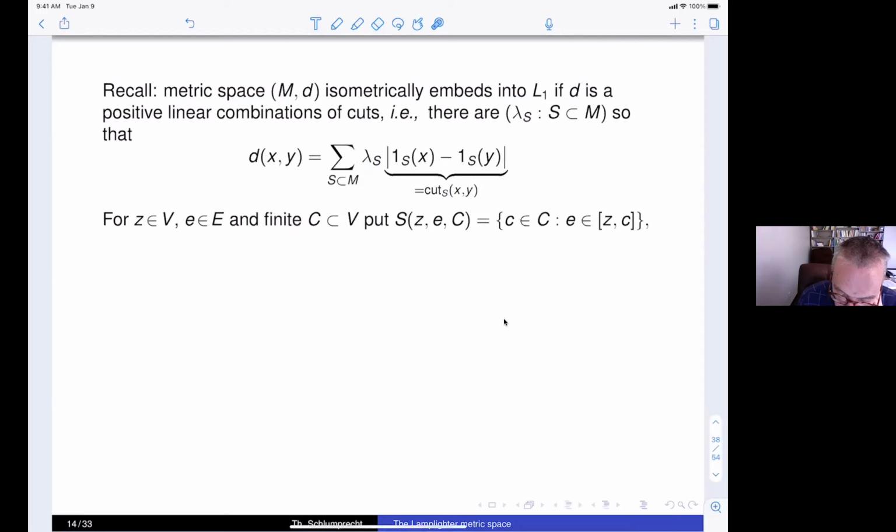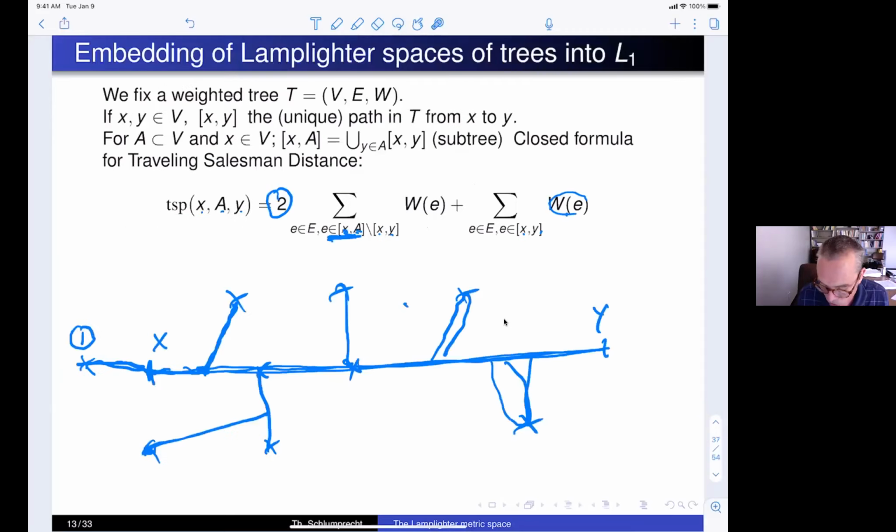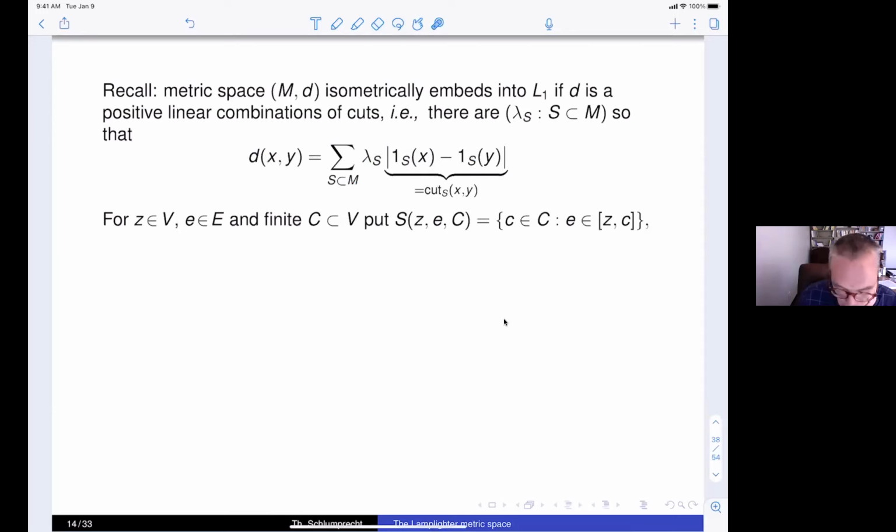If x and y are both in S or both in the complement of S, it's 0. And if one is in S and the other is in the complement, it's 1. So this is a sum of cut metrics. Our goal is to define a cut metric on the Lamplighter graph of a tree, which is, up to the factor 4, equivalent to the Lamplighter metric.